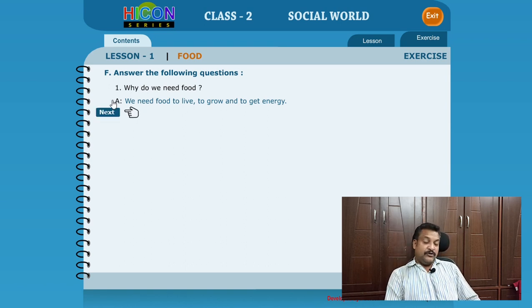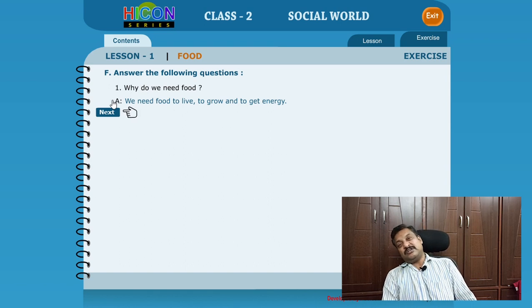If we have to live on this earth, we should grow up and we should have a lot of energy. So it is for these things, to live, to grow and to get energy, that we eat food. So the answer is, we need food to live, to grow and to get energy.